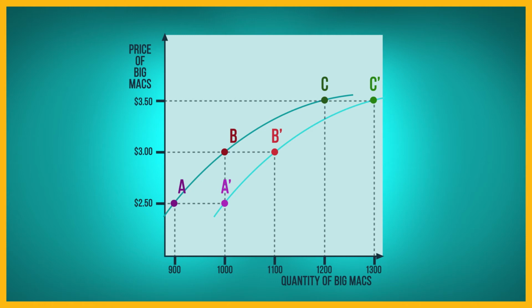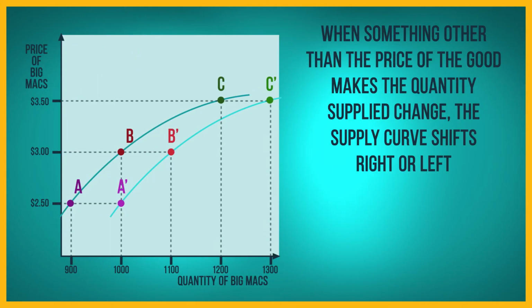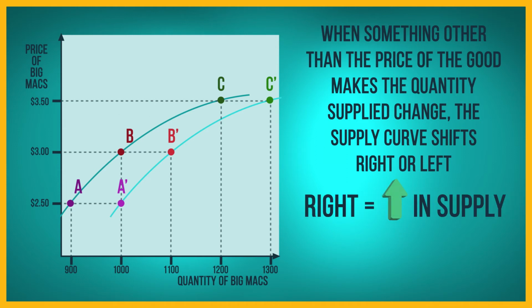This example illustrates a key idea in this lesson. When a change in something other than the price of the good makes the quantity supplied increase, the supply curve shifts to the right. We call this rightward shift an increase in supply. The opposite is also true. When a change in something other than the price of the good makes the quantity supplied decrease, the supply curve shifts to the left. We call this leftward shift a decrease in supply.